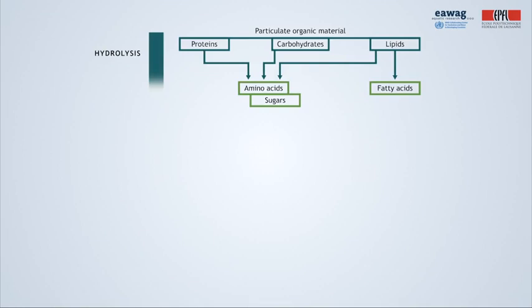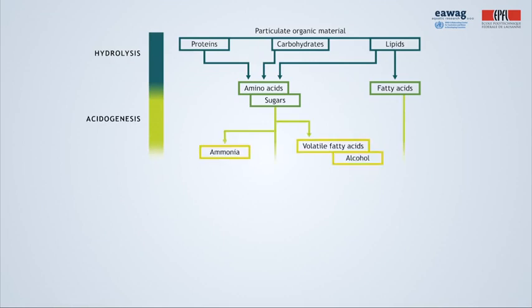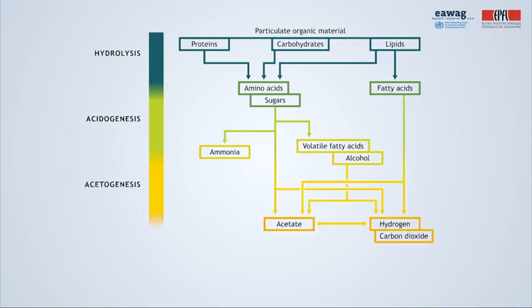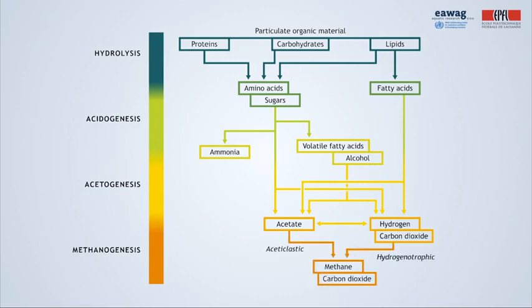The second step is acidogenesis. That's where sugars and amino acids are converted. The third step is acetogenesis. That is where the substances are then transformed into hydrogen, carbon dioxide, and acetic acid. Finally, the last, 4th step is methanogenesis, where the methanogenic bacteria convert hydrogen and acetic acid into methane gas and carbon dioxide.